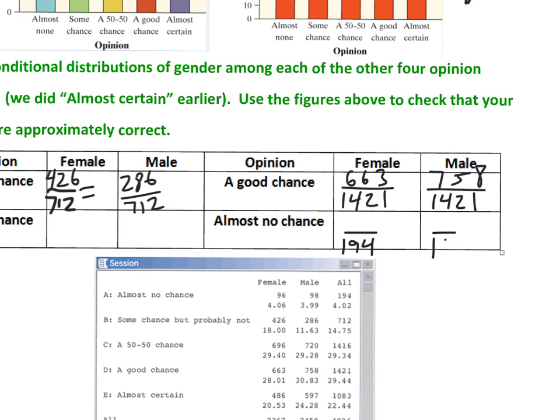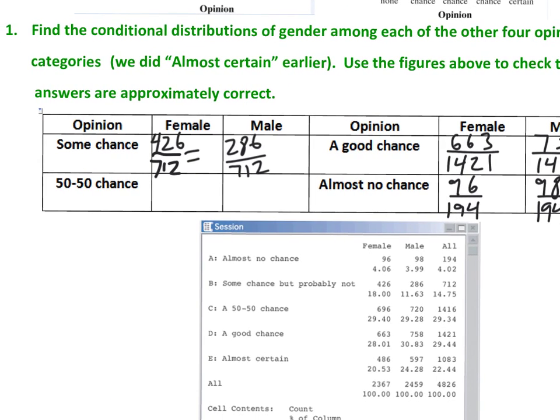Almost no chance. Both of those have to be over 194, because that's how many people said that. 96 and 98. You should notice for each pair of these, every time you get two percents that add up to 100. 50-50. On the next slide, I'll finish and I'll get you what the percents are for this. We'll get organized in a table.